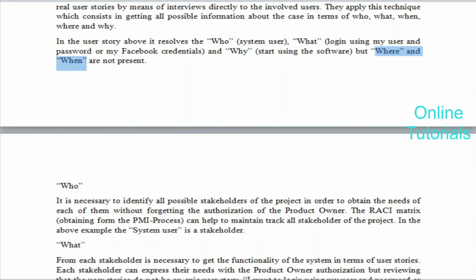Who wants to log in using user ID, password or Facebook credentials so that he can use the system. This is the user story you have written. So how to do it, when to do it, who will do that, an agile team will take care of that. Understand? Is it clear to you? A user story you have written using the 5W technique.